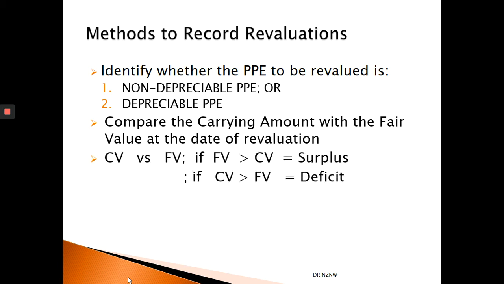So when you compare carrying value with fair value, if you have fair value more than the carrying value, then you are said to have a surplus. However, if carrying value is more than the fair value, then you have a deficit on revaluation.